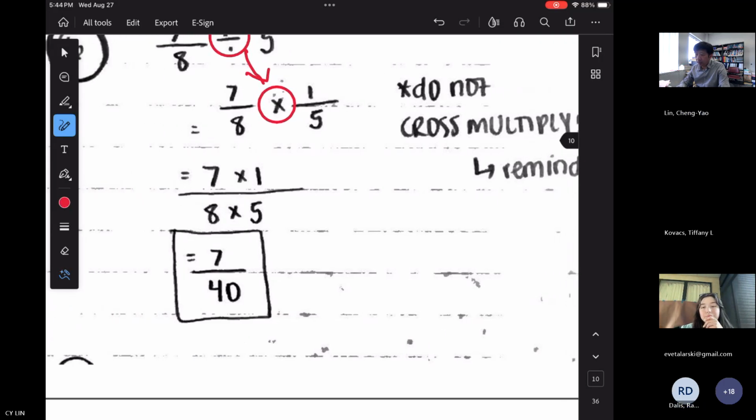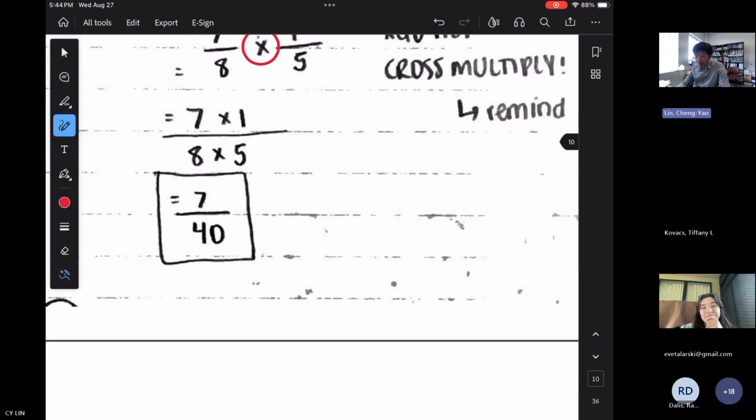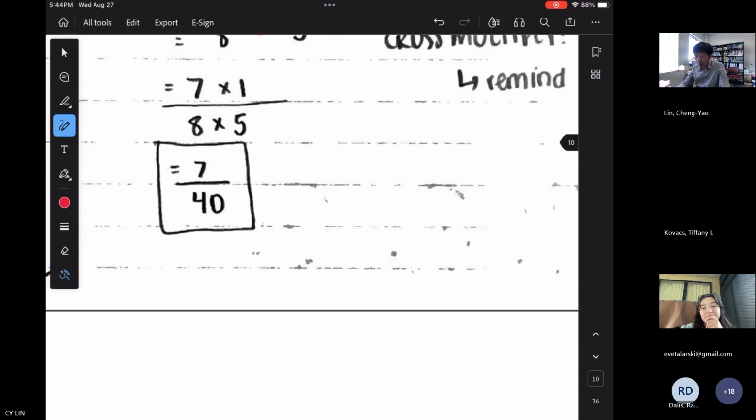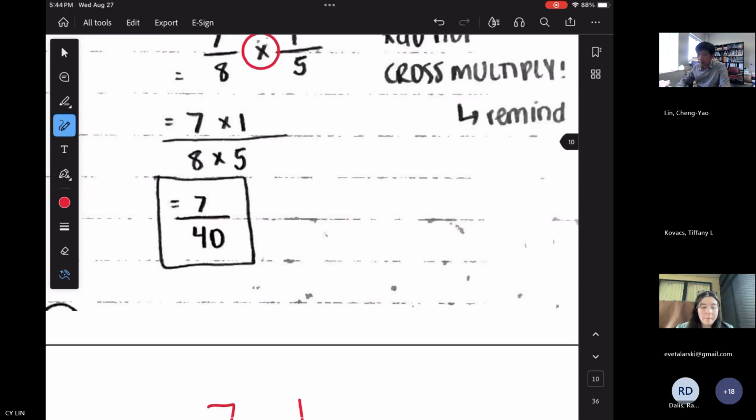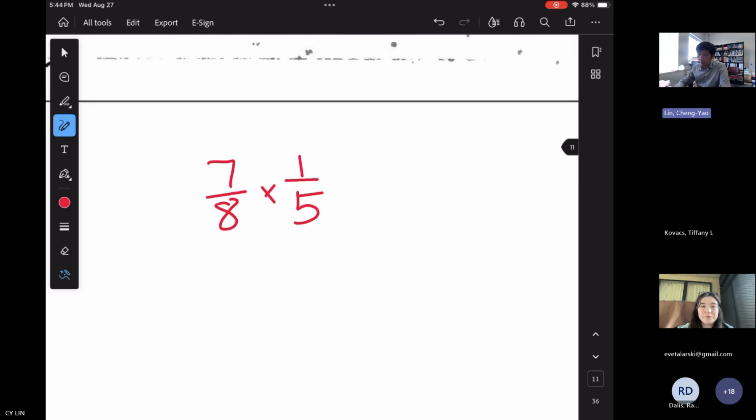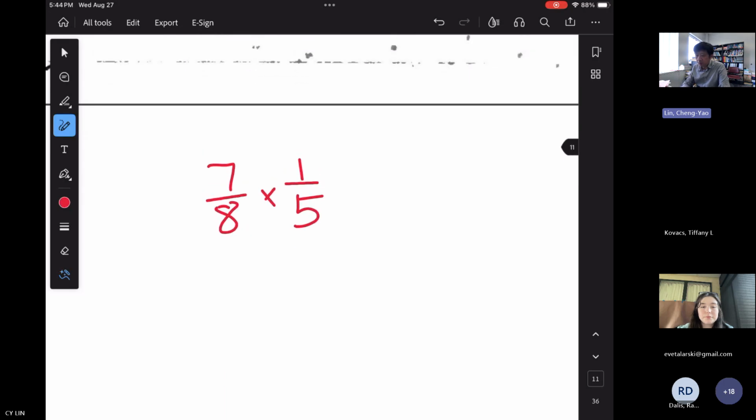Now, here is another misconception I find from the student. You tell me if this is correct or wrong, okay? Now, the student does 7/8 times 1/5, okay? And this is what she did. She cross multiplied. Correct or wrong?